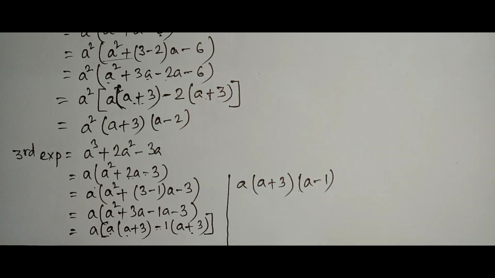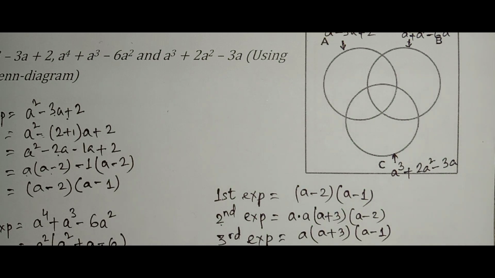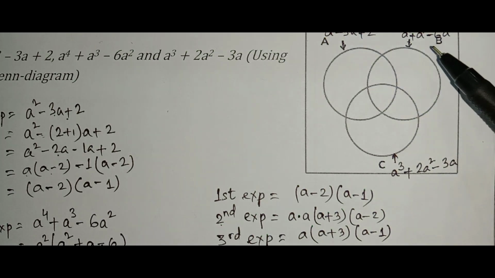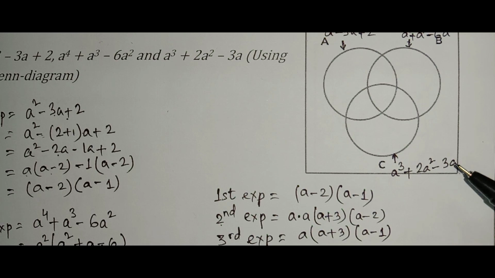So now let's check what factors we got from the first, second and third. In these circles, the first circle, second circle and third circle are the 3 sets. The first one denotes a square minus 3a plus 2, the second one denotes a power 4 plus a cube minus 6a square, and the last one denotes a cube plus 2a square minus 3a. These are our first, second and third expressions, and the factors I have listed here: the first expression is a minus 2, a minus 1, the second expression is a into a, because we had a square, a plus 3, a minus 2, and the third one is a times a plus 3, a minus 1.